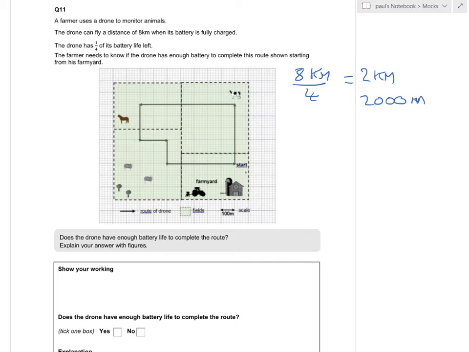Now, does the drone have enough battery life to complete the route? So we've got to find out how far it is all the way around. There's 100 meters per square, so it's going to go 1, 2, 3, 4, 5, 6, 7, 8, 9, 10, 11, 12, 13, 14, 15, 16, 17, 18, 19, 20, 21, 22, 23, 24. 24 squares times 100 meters equals 2,400 meters. So does the drone? No.